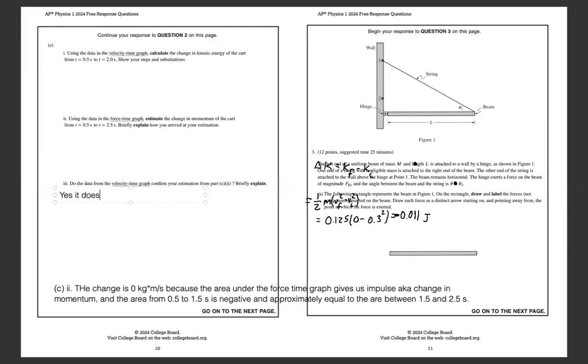Yes, it does, because the change in velocity is 0 meters per second between 0.5 and 2.5 seconds. And the mass is constant. Therefore, the change in total momentum is 0 kilograms times meters per second. There we go. All right, so that's it for question 2. Nice. That took about 12 minutes, which is not bad at all.